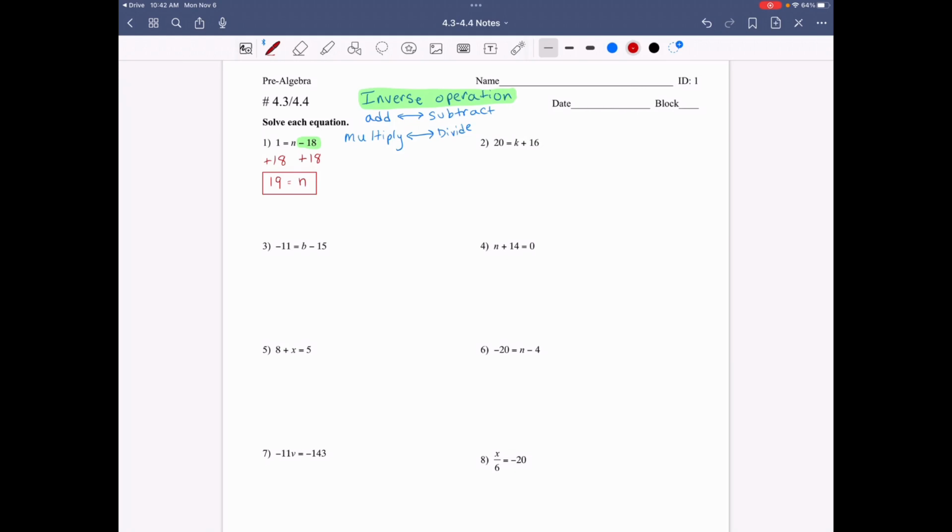Let's do number 3. It says b minus 15. We want to get b isolated. So we subtracted 15 from b. To undo that, we add 15 because negative 15 plus 15 is 0. So they cancel. But if I do that to one side of the equation, I must do that to the other side of the equation. So we're left with b equals negative 11 plus 15. Since it's a positive and a negative, we subtract and we get 4.